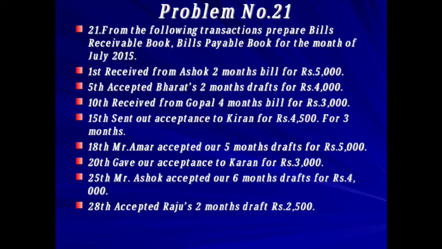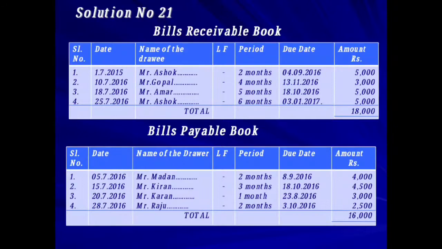Then on 10th, received from Gopal a 4 months bill for rupees 3000. So bills receivable, 4 months time period we have, 10/7/2016, Mr. Gopal. So 13/11/2016 you will get: 7 plus 4 is the 11th month, and 10 plus 3 grace days is 13. So 13/11/2016, 3000 is the amount we have to receive from him.